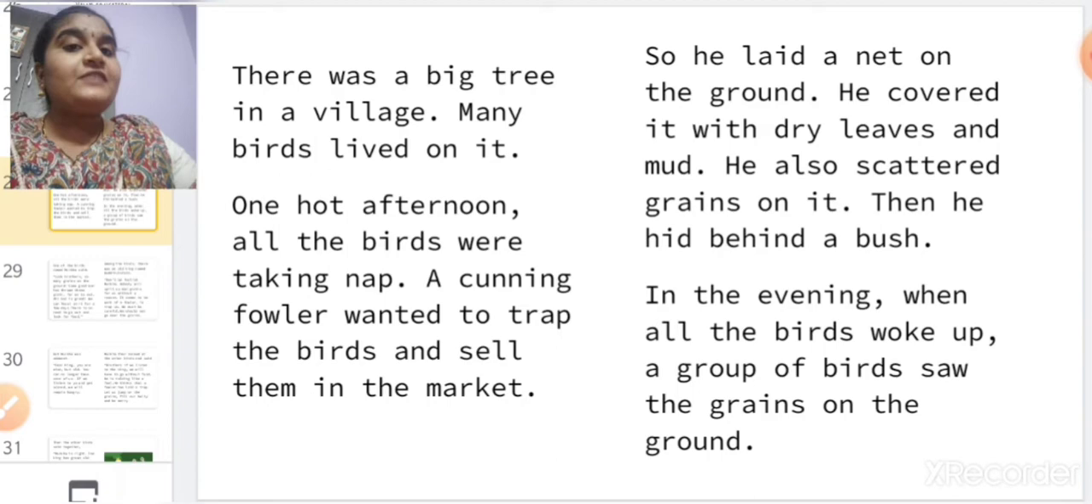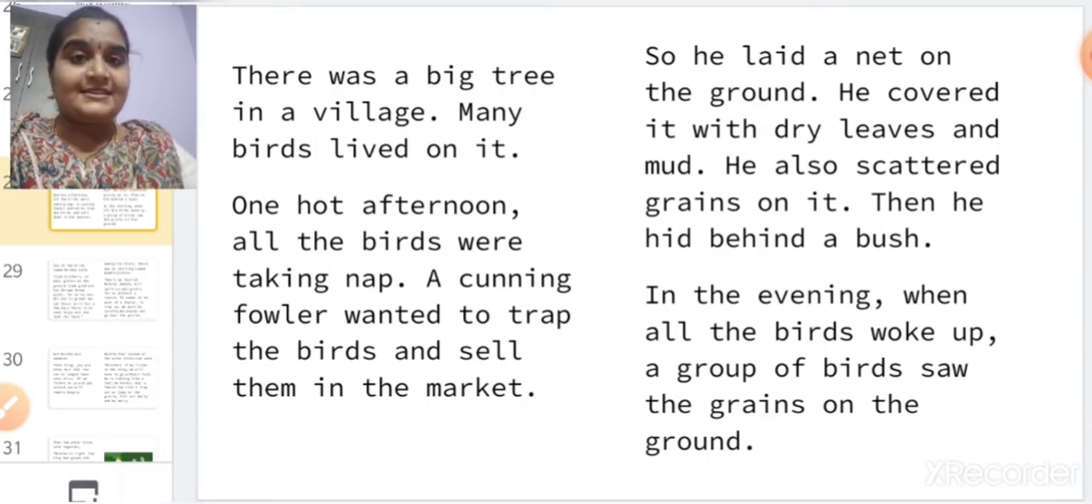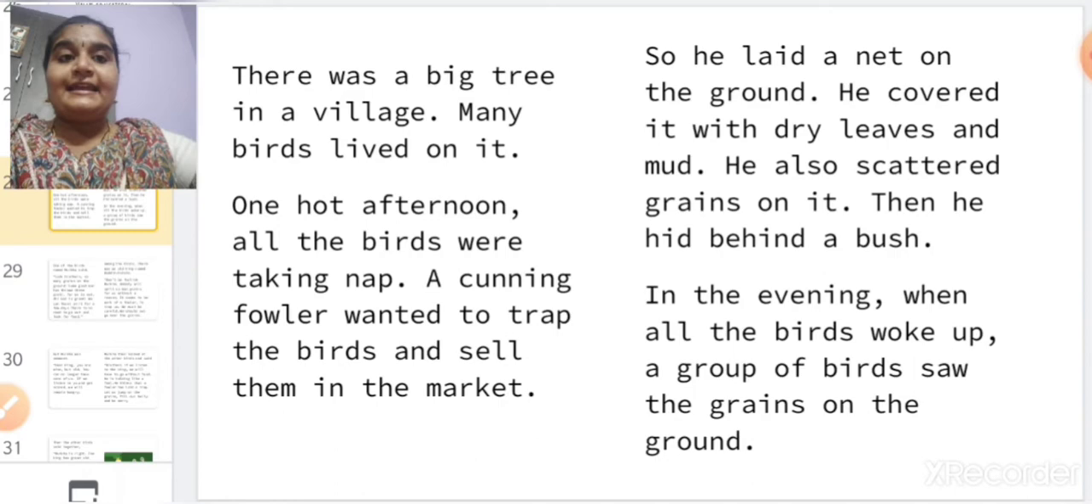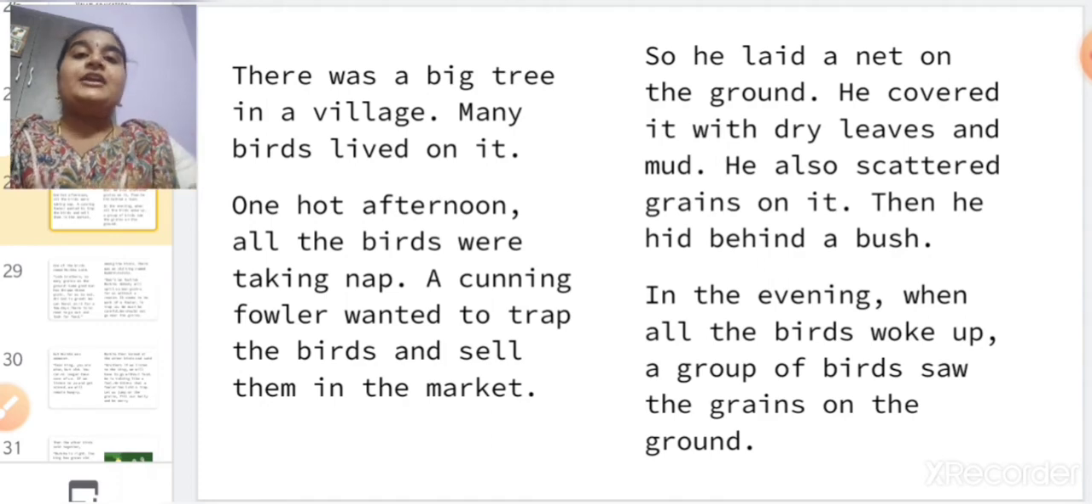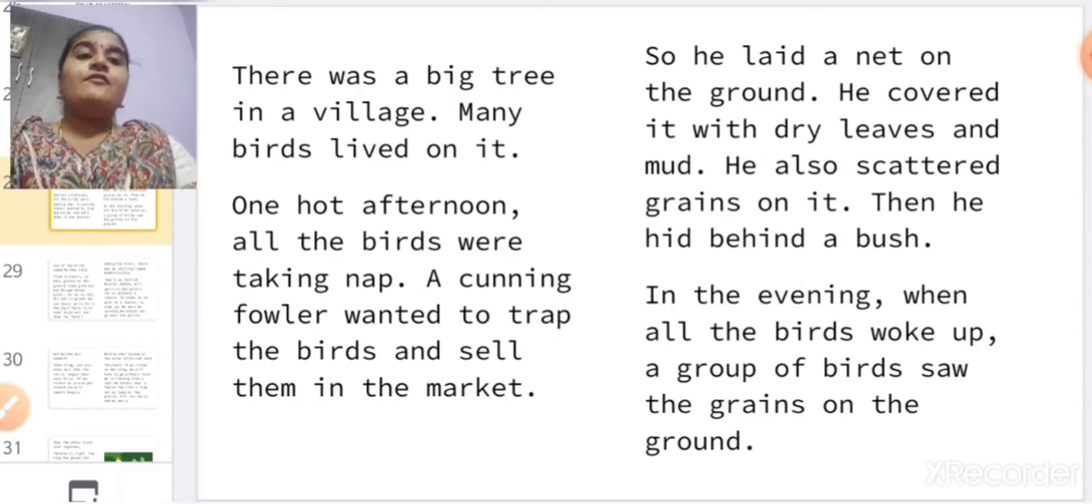Yes. Next one. Under. Sorry, in. Next one you are going to see. In. What is inside the box? The fish is in the box. The boy is in the box. The mouse is in the box. And the dog is in the box.